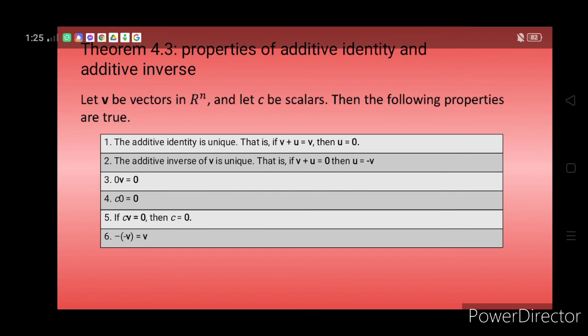1. The additive identity is unique. That is, if v plus u is equal to v, then u is equal to 0. 2. The additive inverse of v is unique. That is, if v plus u is equal to 0, then u is equal to negative v. 3. 0 times v is equal to 0. Number 4. c multiplied by 0 is equal to 0. 5. If cv is equal to 0, then c is equal to 0 or v is equal to 0. 6. Negative of negative v is equal to v.